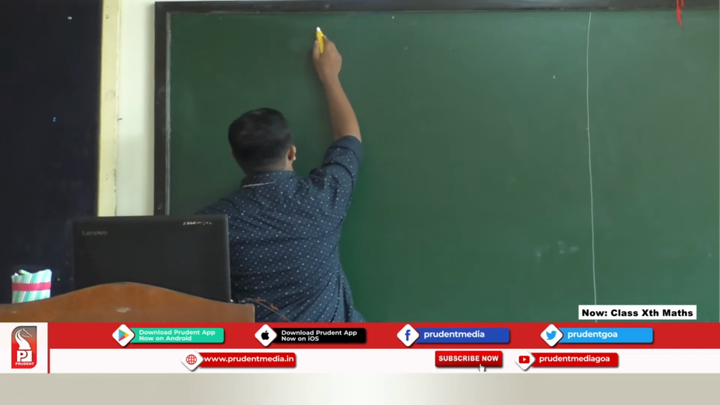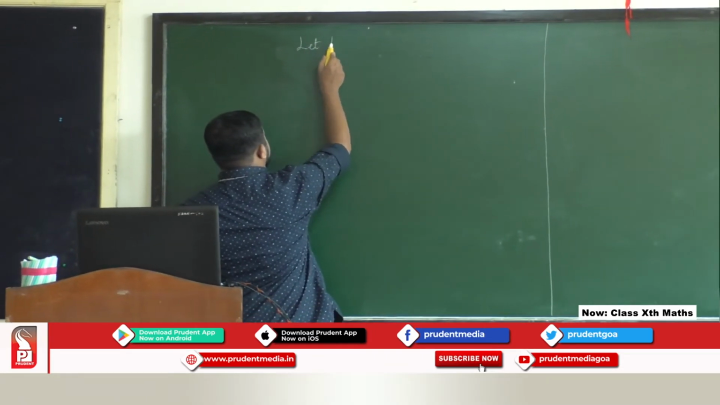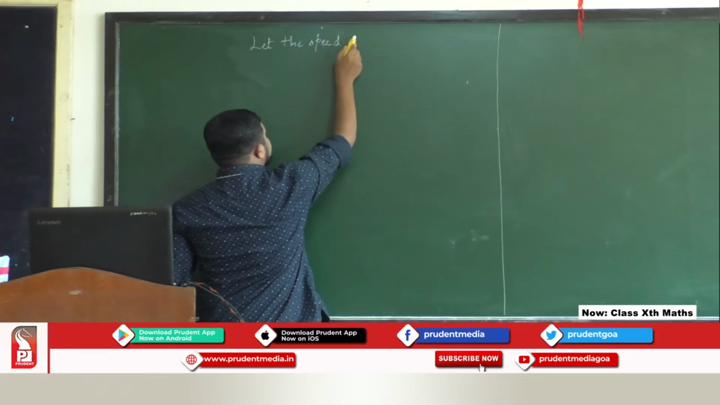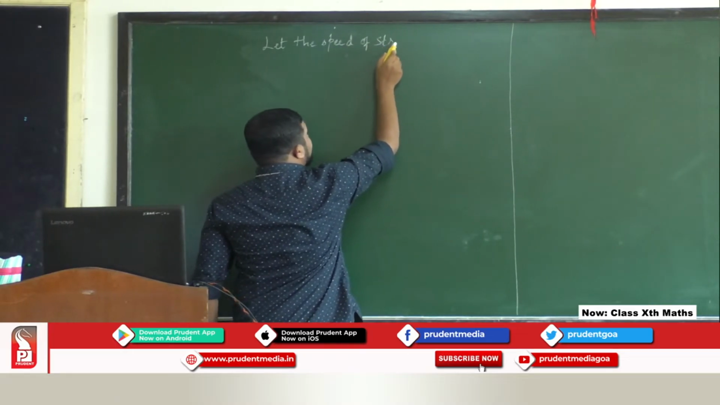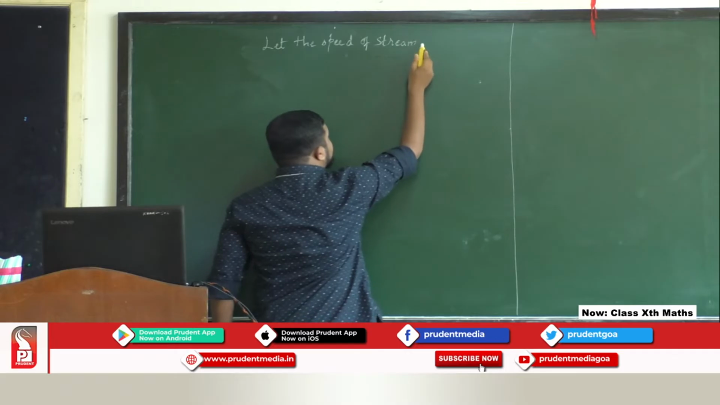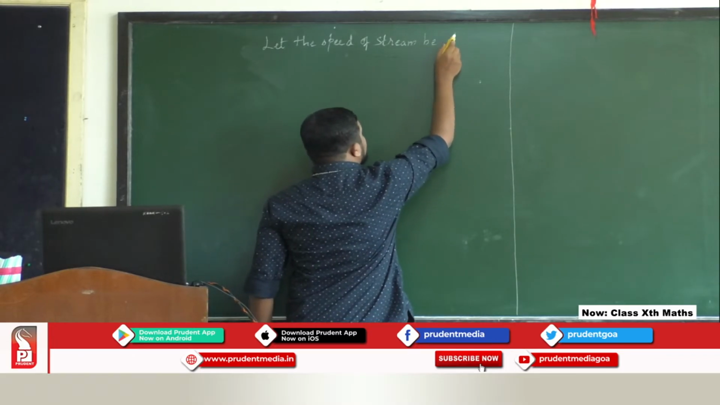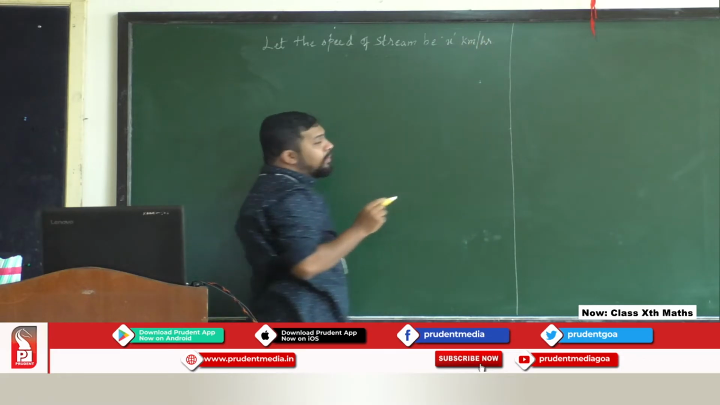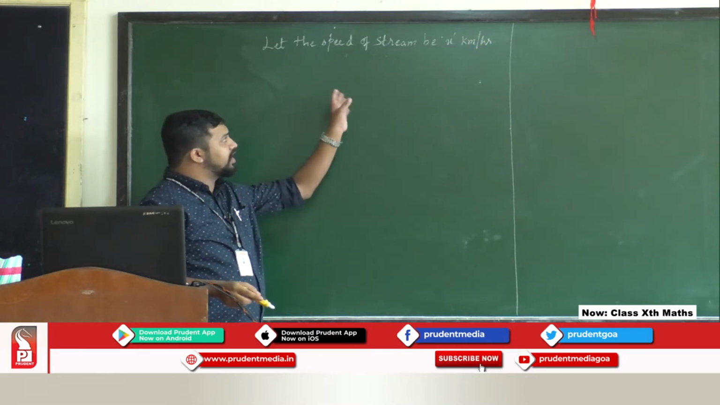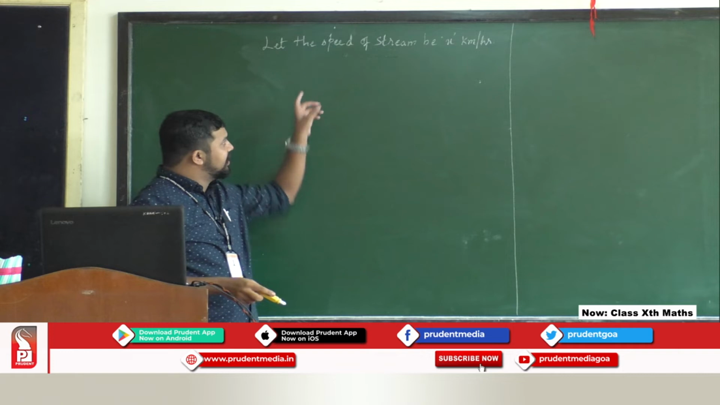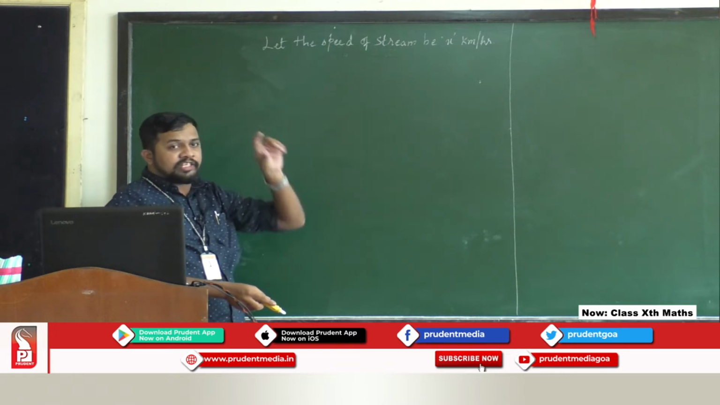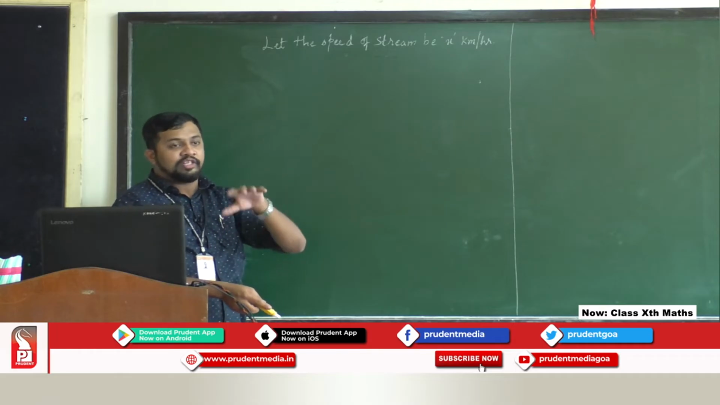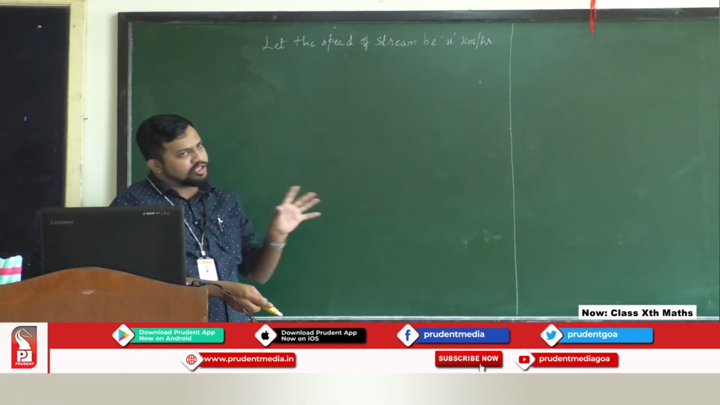So let the speed of stream be x km per hour. Speed of stream, current, river, same, x km per hour. Now in such type of problems, there are two things coming. Boat is also coming. So the boat is coming means upstream, downstream will be there.